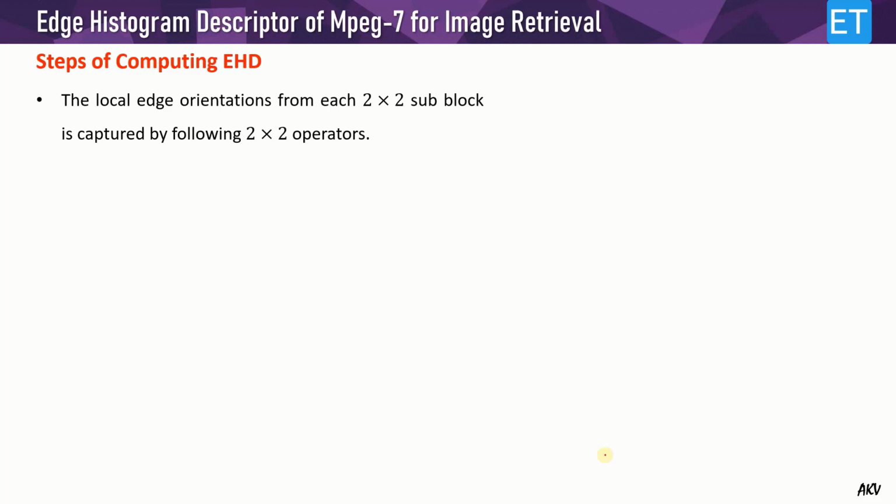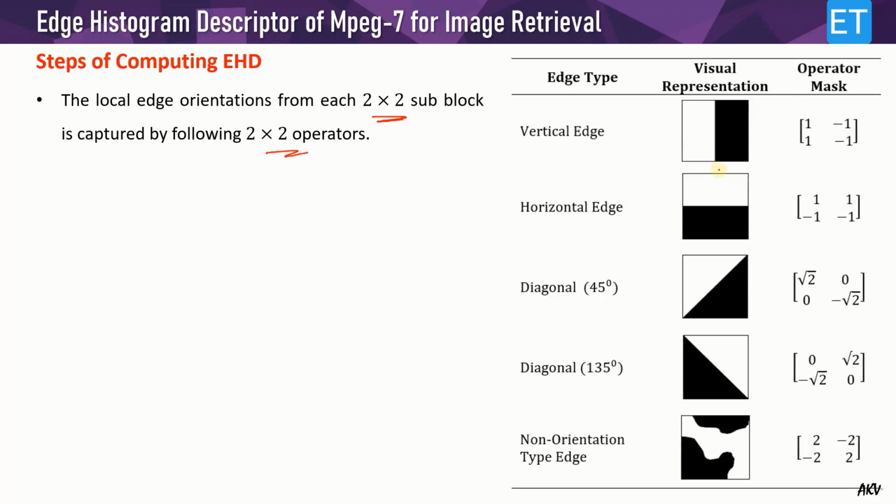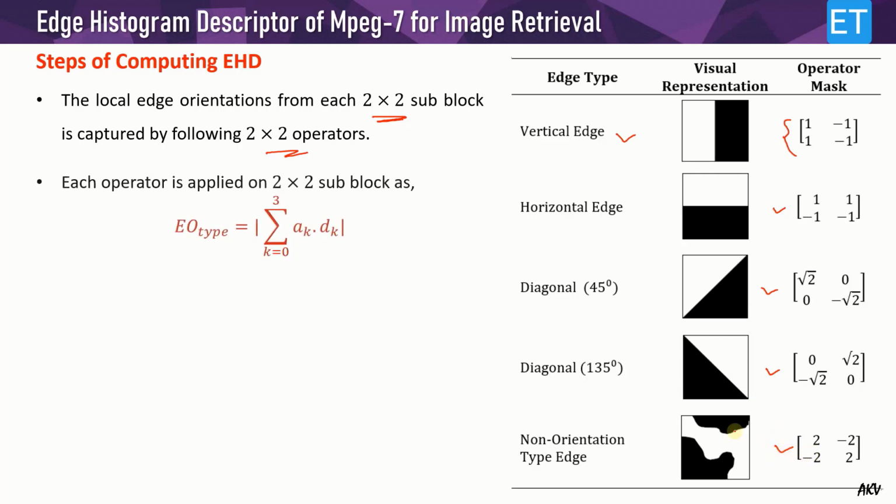Now let us see how we can capture these edge orientations from this 2x2 pixel group. The local edge orientations from this 2x2 subblock are captured by 2x2 operators. These are the operators which will be applied on this 2 by 2 pixel group. This is the operator 1, -1, 1, -1 for vertical edge capturing. This is for horizontal, this is for diagonal 45, this operator is for diagonal 135, and this is for non-orientation type edges.